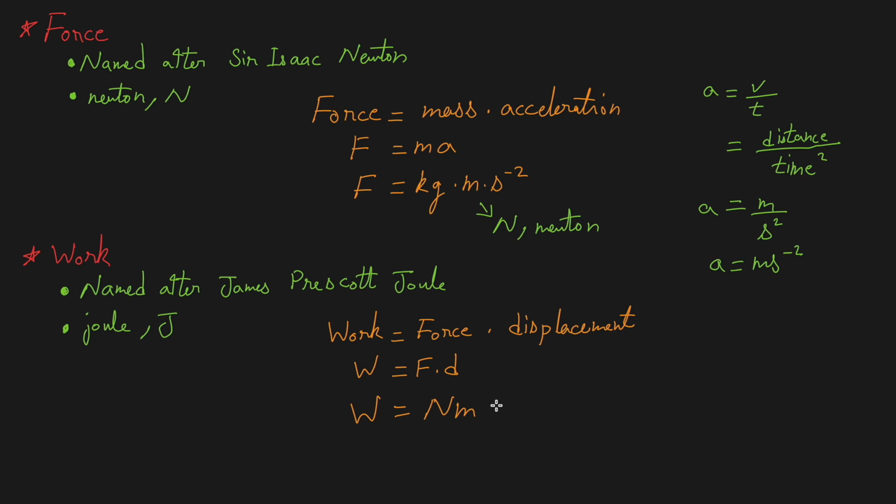But if we want to break it down into its base units, then this will be kilogram. The units for Newton are kg m s minus 2, and then we will have m, so this will become kg m squared s power minus 2. Even if we break it down into its base units, we can easily write it as Newton meter.